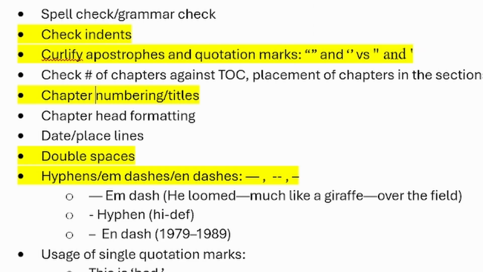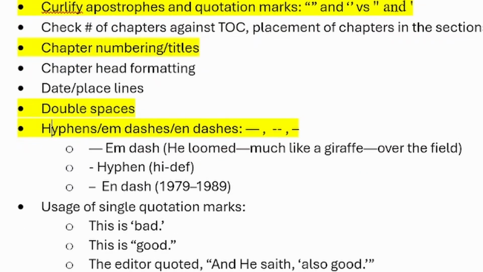Double checking the chapter numbering and titles, making sure the chapter numbers are in the right order and all of that jazz. You can do that with the find function. Fixing double spaces, standardizing hyphens, em dashes, and en dashes, something else that you can do with find and replace. Let's talk a little bit about what I mean by that.